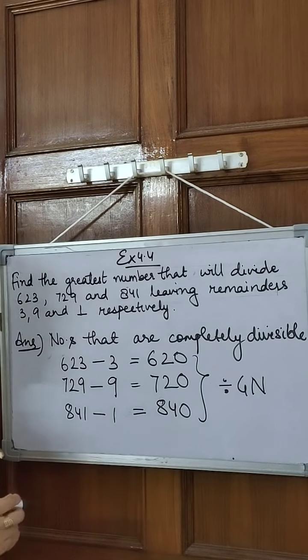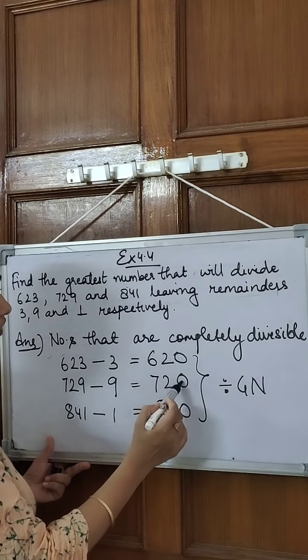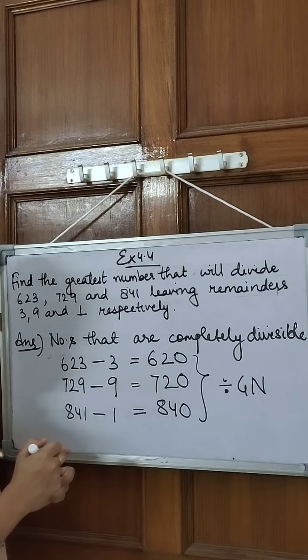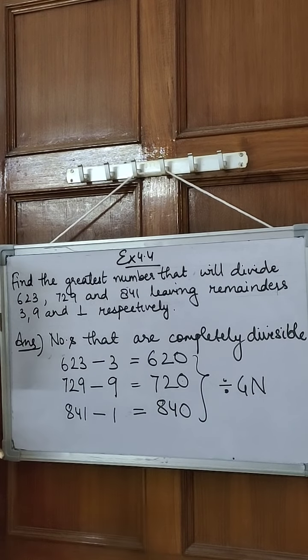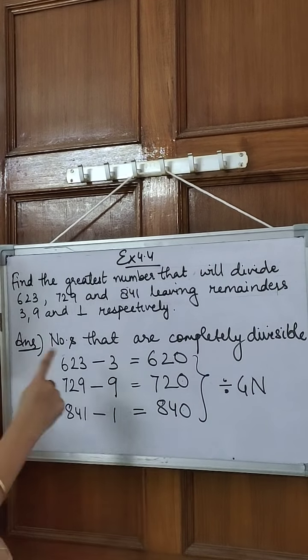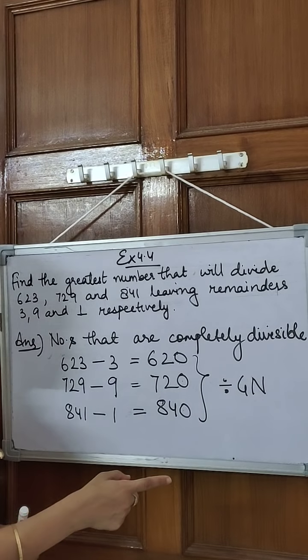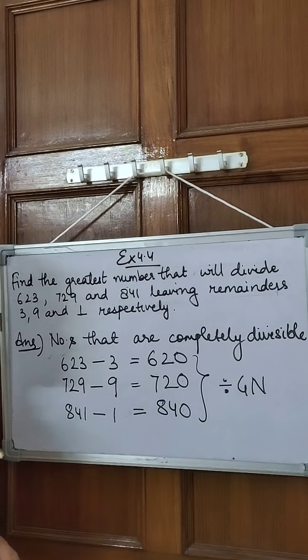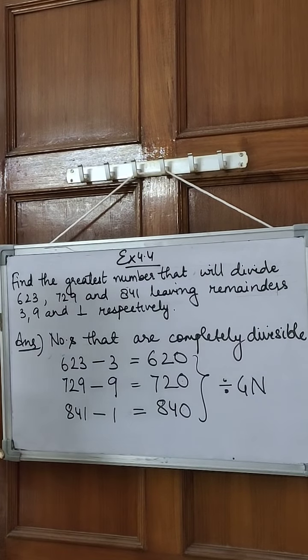Now what do I have to do? I have to find the greatest number with which these three numbers are completely divisible. When we say these three numbers are completely divisible by a number, it is a factor of them. And since I am talking about the greatest number, I have to find the highest common factor of these three numbers.